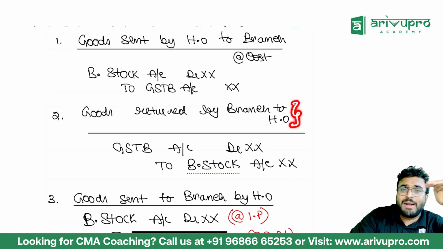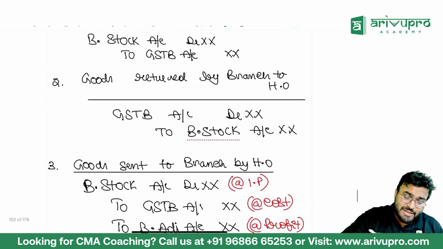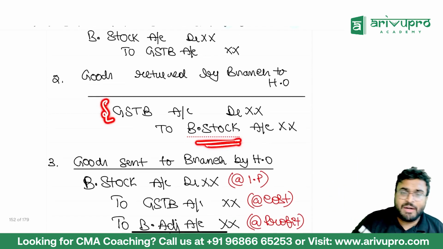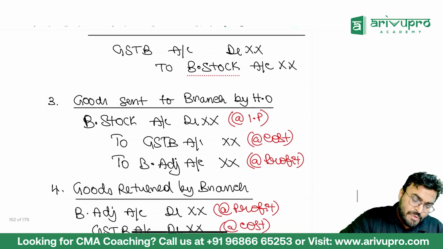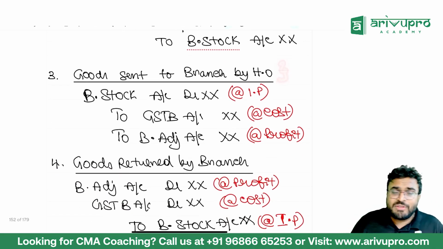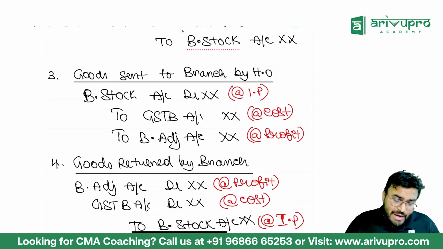Goods returned by the branch to head office, so the branch stock decreases. Goods sent to branch account debited to branch stock account. Goods are sent to branch by head office, and goods are sent back by branch to head office.